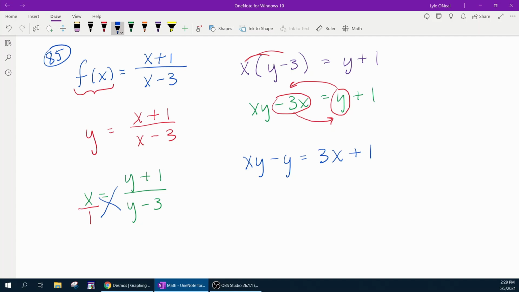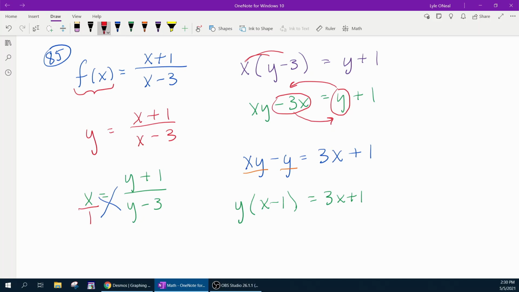Now, look what I've done. Look what I've accomplished. I now have two terms on the same side that both have a common factor. Guess what I get to do? I'm going to factor it. So since they have a y in common, I'm going to factor out the y. That's how we get the two y's to become 1. And what does that leave me? It's going to leave me y times x minus 1 equals 3x plus 1.